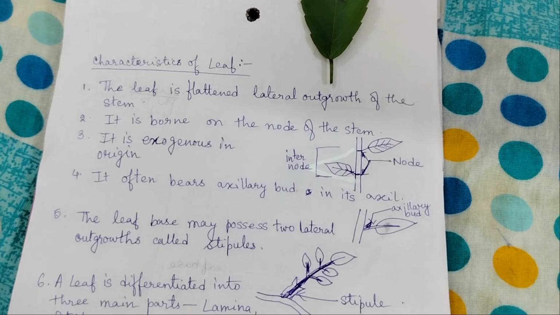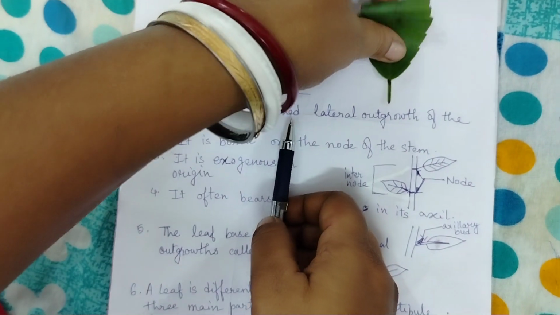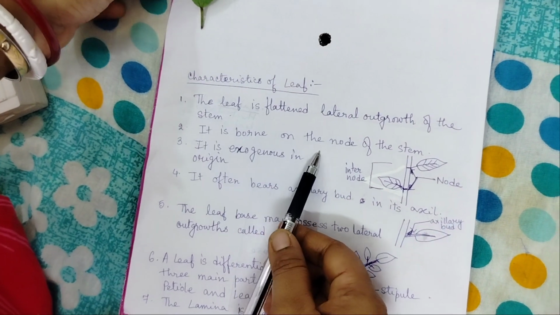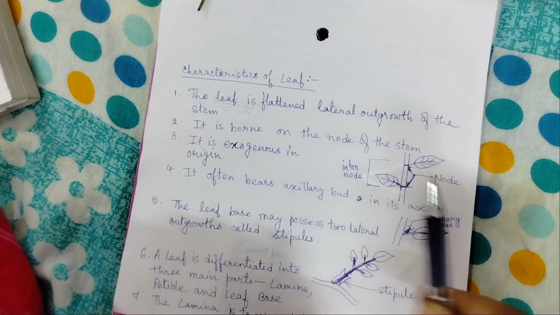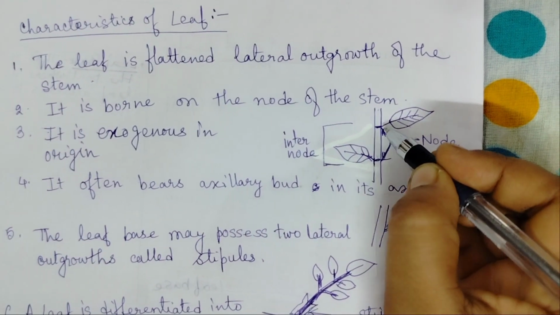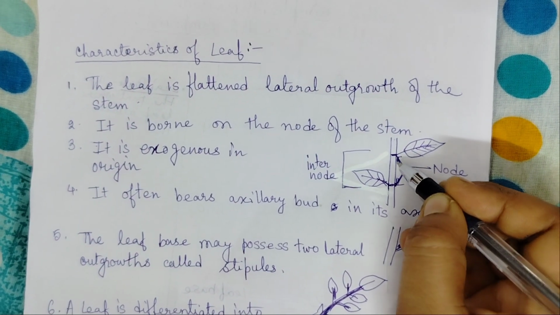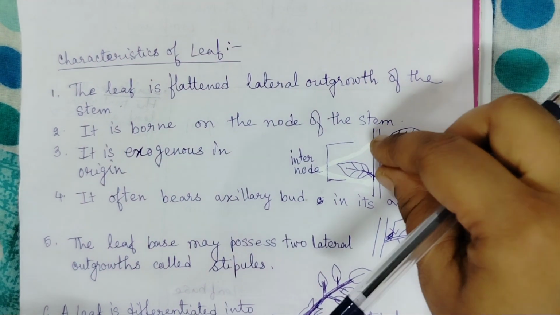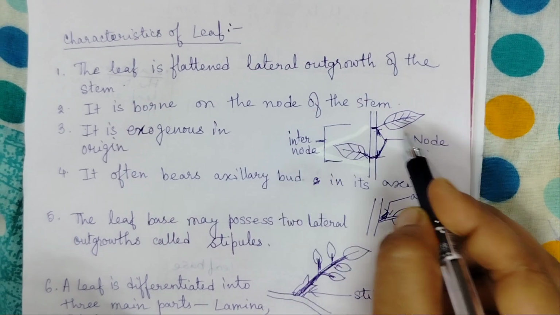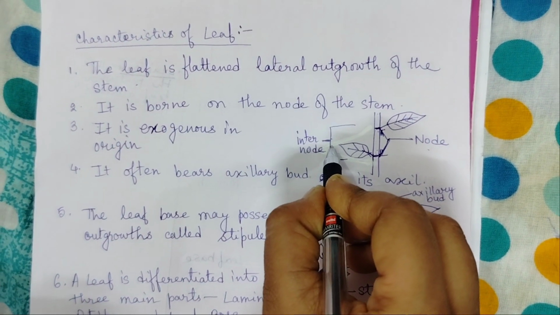Now we are going to know about characteristics of leaf. The leaf is a flattened, lateral growth of the stem. It is borne on the node of the stem. So what is node? From the stem, that is the point where the leaves emerge out. These points are known as node, and the gap between two nodes is known as internode. So internode is the intermediate space between two nodes.